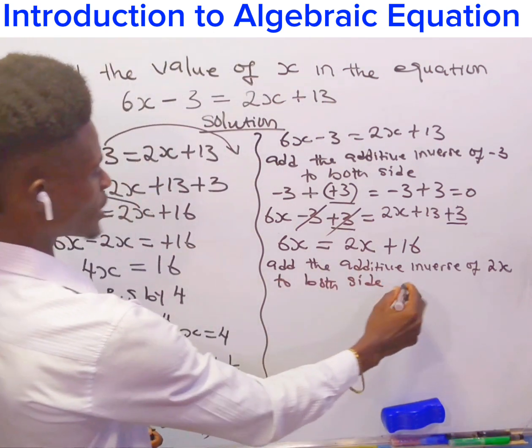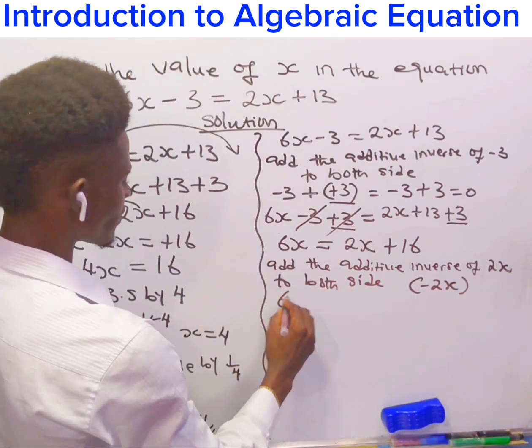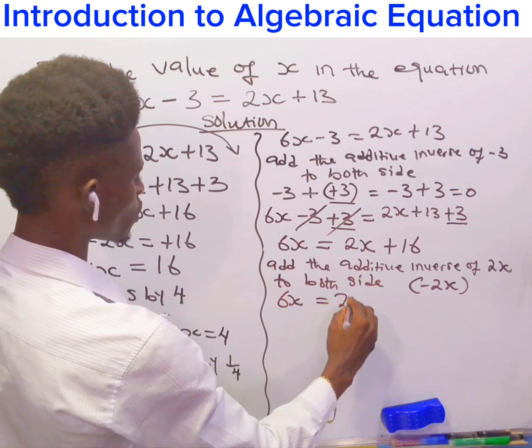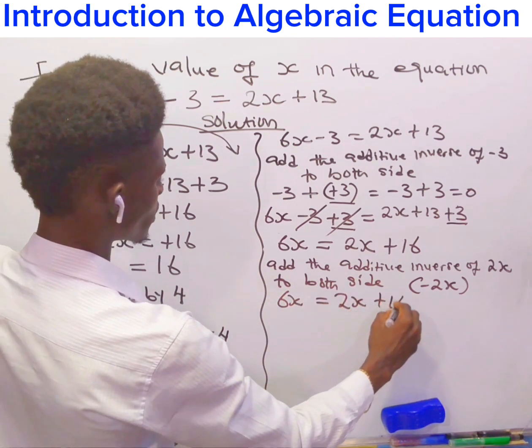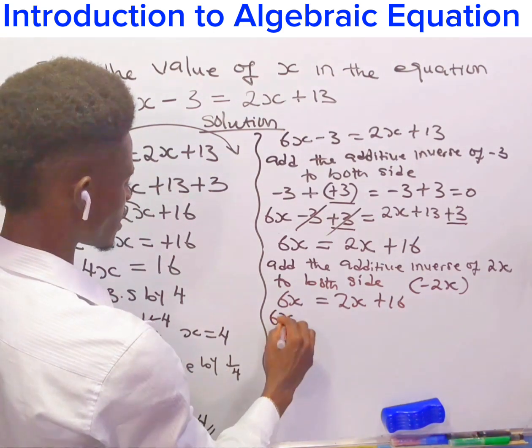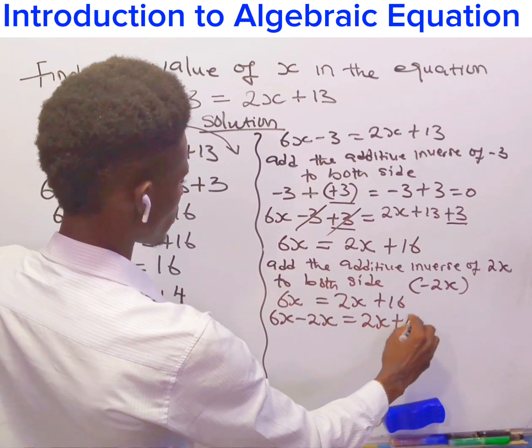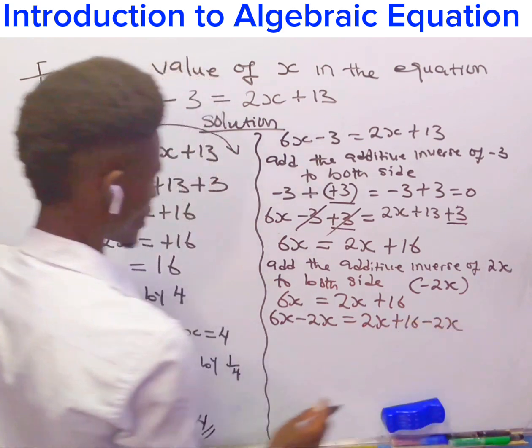What's the additive inverse of 2x, which is negative 2x? On the left hand side, we have 6x to be equal to 2x plus 16, which is the right hand side. So add negative 2x here. You have 6x negative 2x to be equal to 2x positive 16 negative 2x.